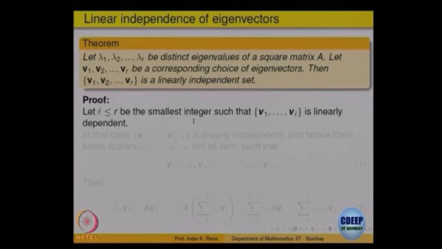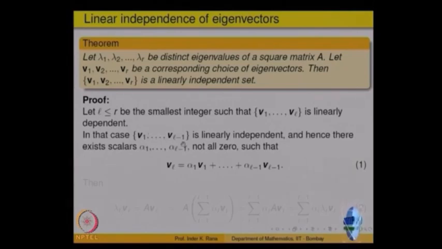That means if L is the smallest such that V1, V2, ..., VL is a linearly dependent set, then any lesser collection will be independent. This is the smallest collection which is linearly dependent. So, if you take fewer, then that should be independent. That means V1, V2, ..., VL minus 1 is a linearly independent set. So, that means what?